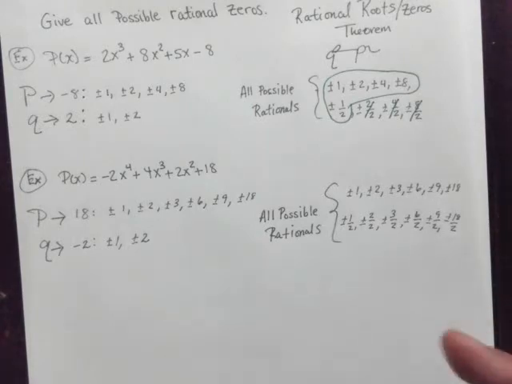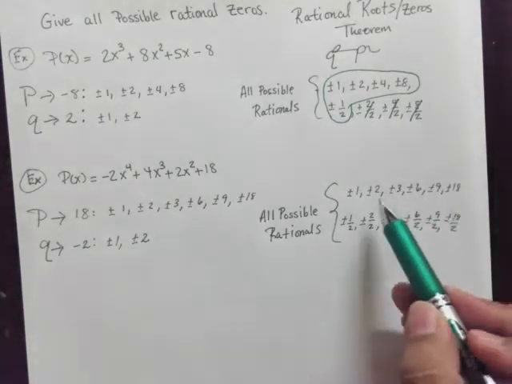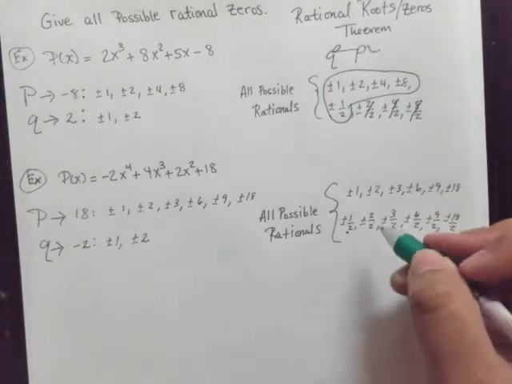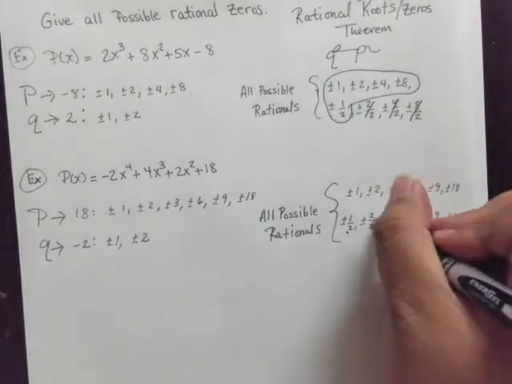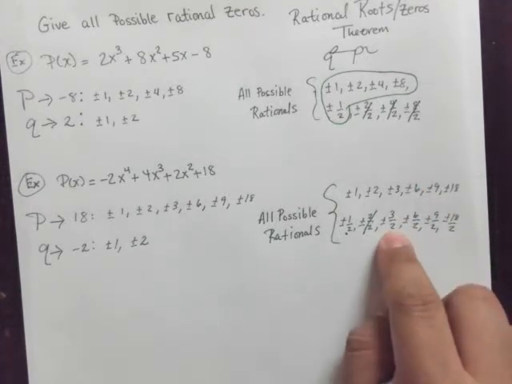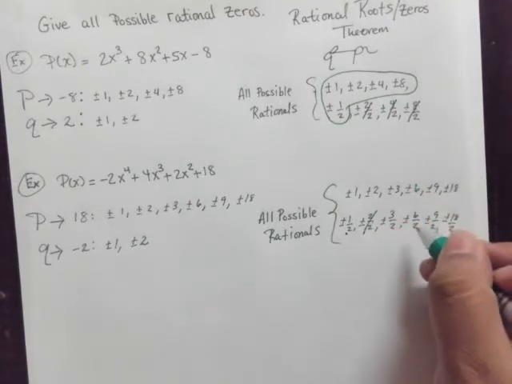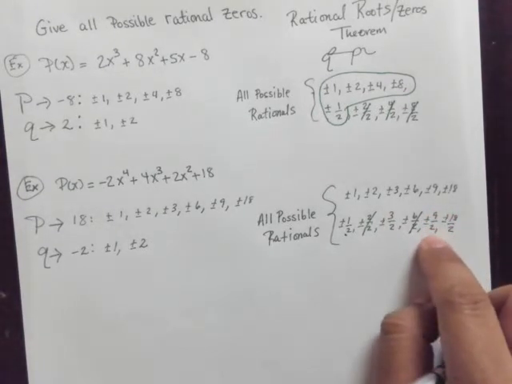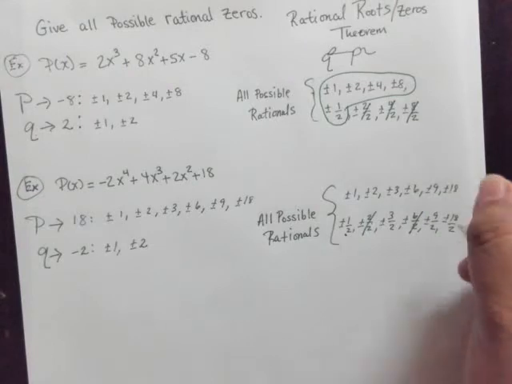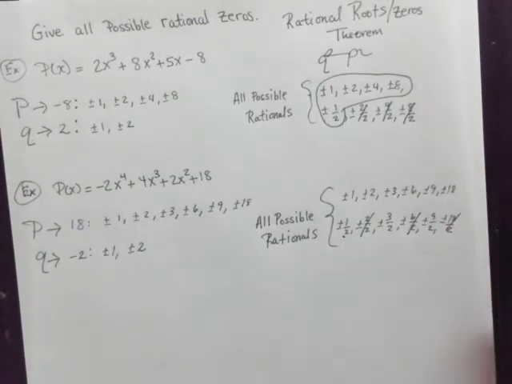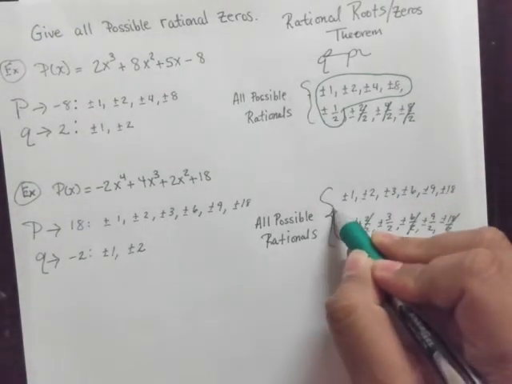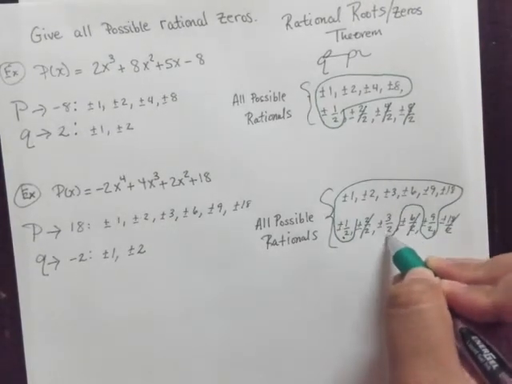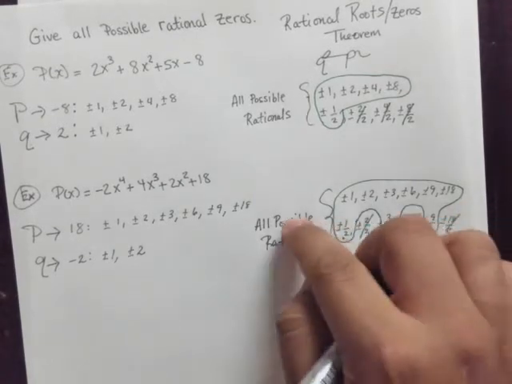Now again we eliminate any of the duplicates. None of these are duplicates, but here we get 2 out of 2, which is the same as 1. We get rid of that. 3 out of 2 is not a duplicate. We keep it. 6 out of 2 is the same as 3. We get rid of that. 9 out of 2 we don't have. And then we have 18 out of 2, which is 9. So we get rid of that, and we keep these right here. These right here comprise our possible rational zeros.